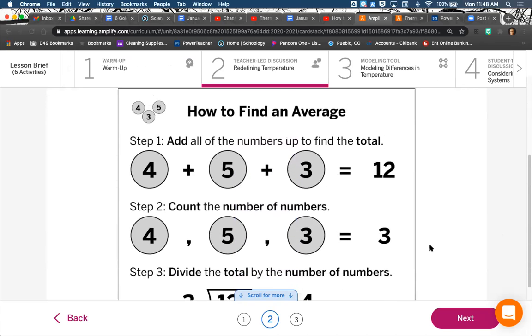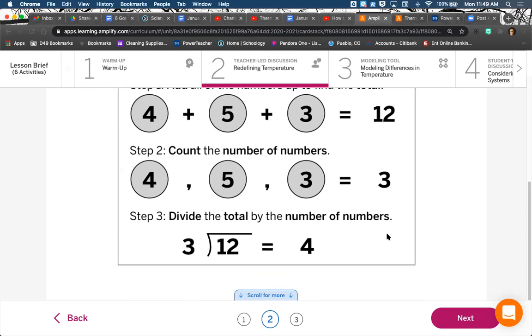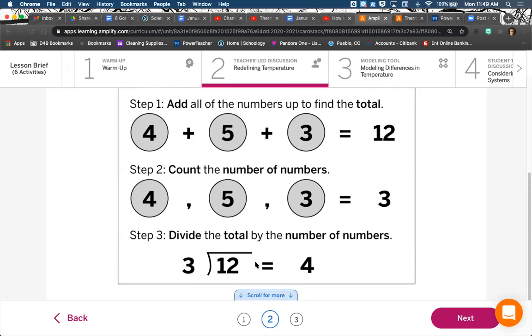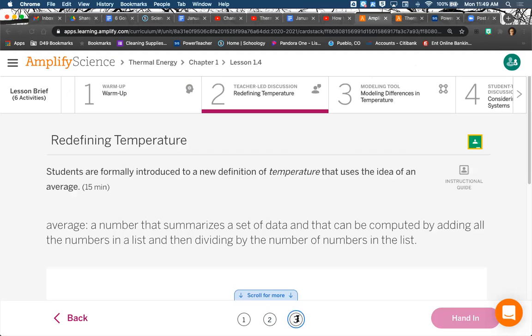So how would you do this? Well, you add up all the numbers. So 4 plus 5 is 9, plus 3 more makes 12. And then how many numbers did we add? We added a 4 plus a 5 plus a 3. There are 3 numbers that we added together. And so if we take that 12 and divide it by the 3 numbers, we get a 4. Now, I bet you've heard that before, and this is as hard as the math will get in this class for this unit, okay?